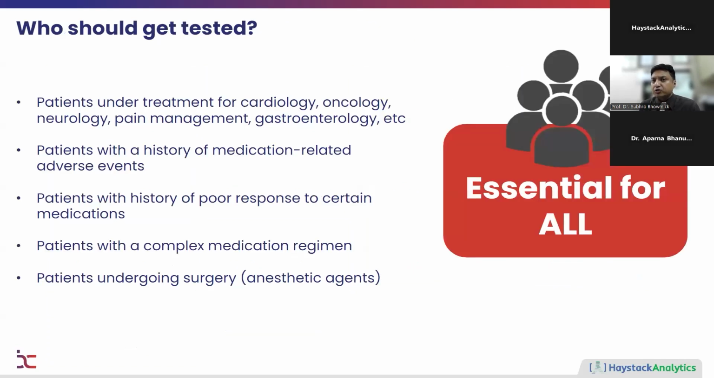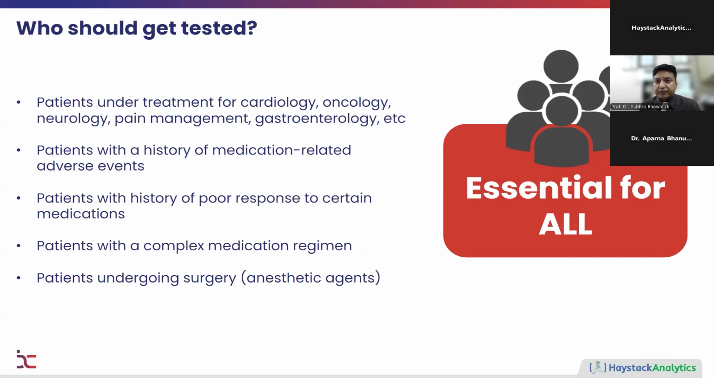Is it for everybody who's coming to the clinic that we get the genomic testing done? The answer is no. It should be done for high risk medication drugs. It should be done for risky situations where the patient's drug therapy cannot be taken for granted. These are the patients who are under treatment in cardiology, in oncology, in neurology, in pain management, in gastroenterology. Patients with a history of medication-related adverse events should also undergo pharmacogenomic testing, as should patients with a history of poor response to certain medication.